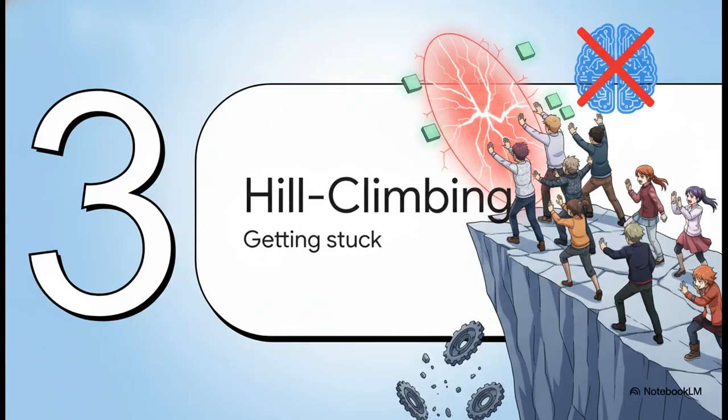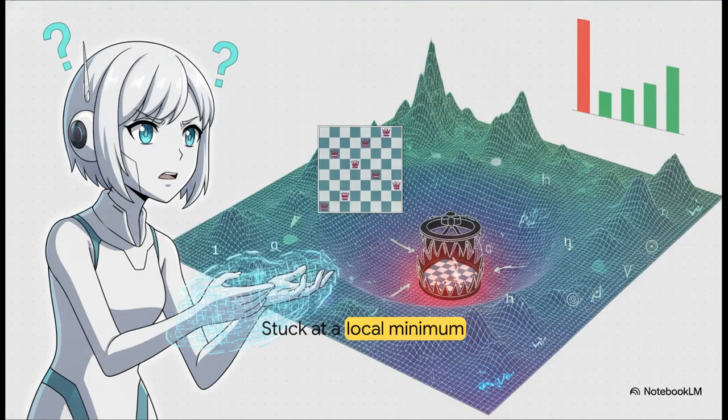Which brings us to section 3, the hill climbing trap. But okay, here is the trap. The AI can get completely stuck in what we call a local minimum. Imagine the board is almost perfect, right? Our H is down to just 1.